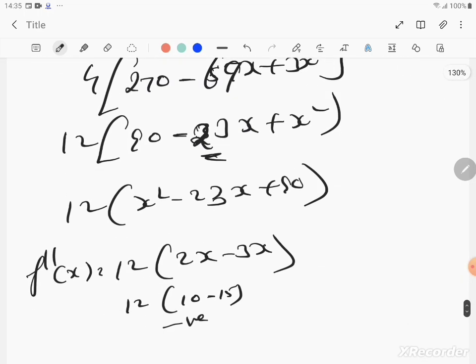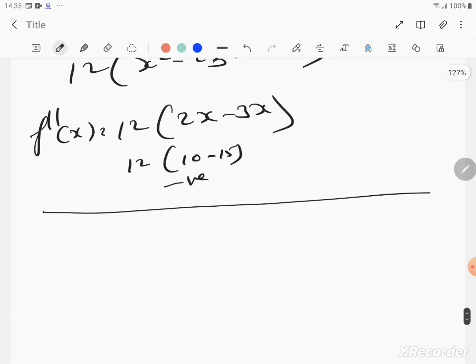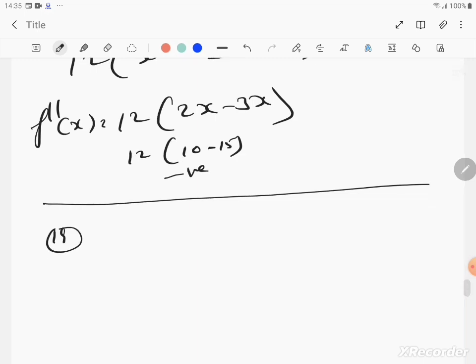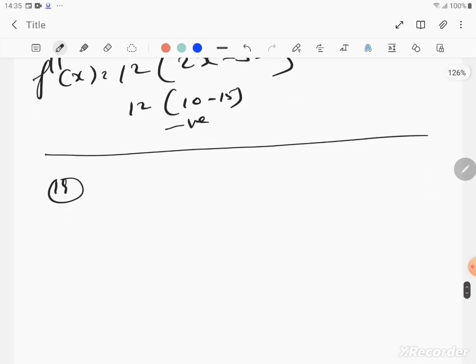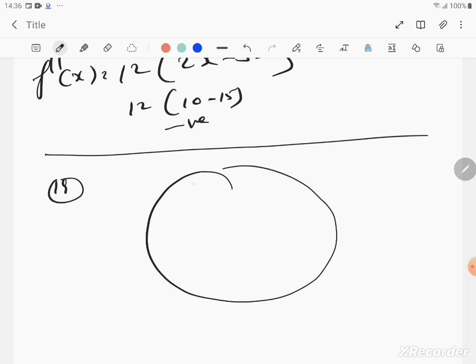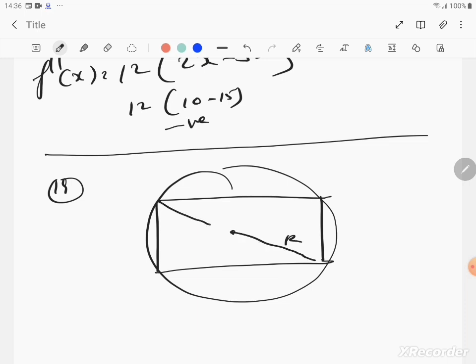Okay, so let's go to the next. Next is the 19th question. Show that for all the rectangles inscribed in a circle, this is a circle in which you're inscribing a rectangle. The moment you do that, you have to mark this as given as a circle, so the radius of the circle is a constant. So radius. This is length. This is breadth.